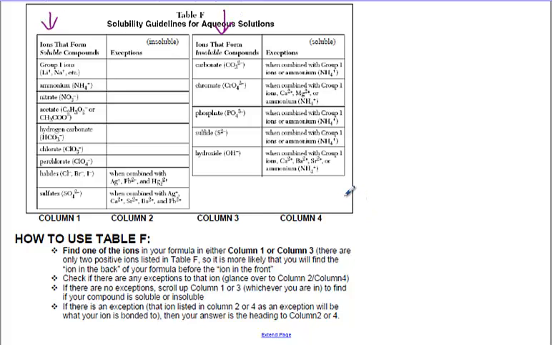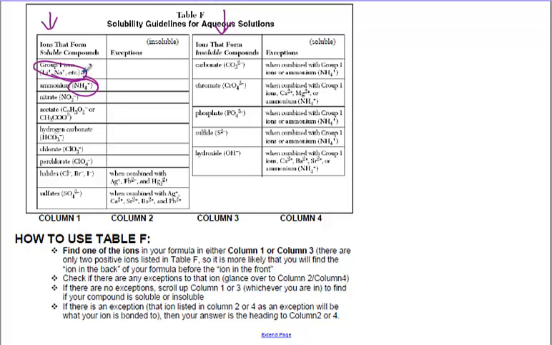Now, take note that there are only 2 positive ions listed in table F. So it's more likely that you're going to find the second ion, the ion in the back, or the ion to the right-hand side of the formula, versus the one in the front. Let's just double check. We have one positive ion here, and then these positive ions. That's it. Everything else is negative. So you might want to look for the negative ones first.